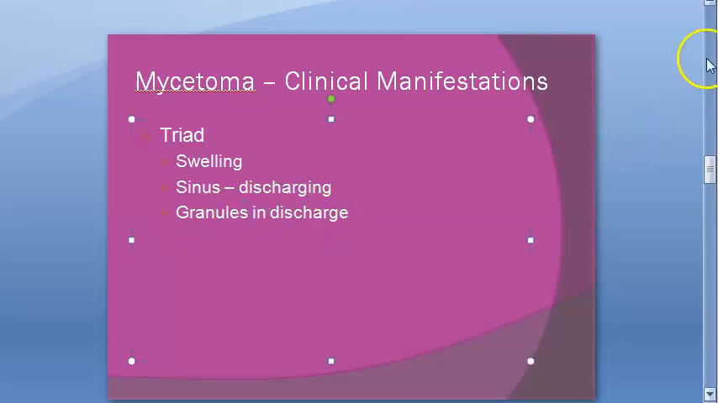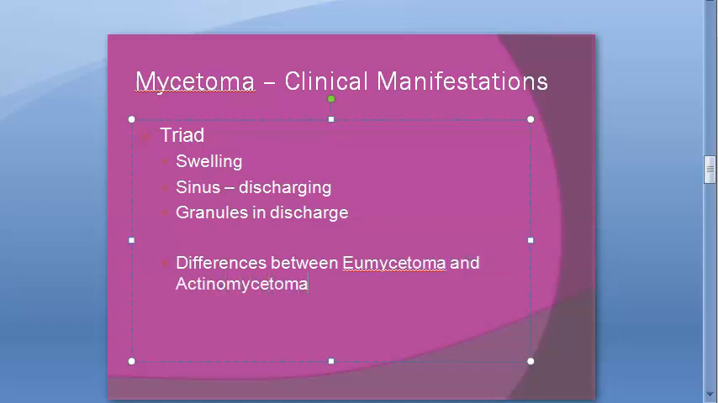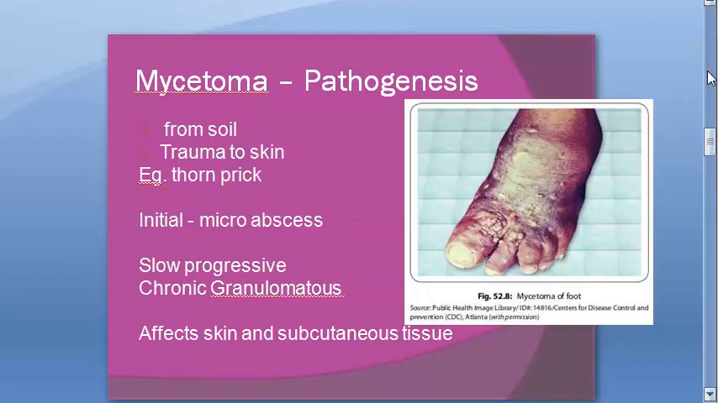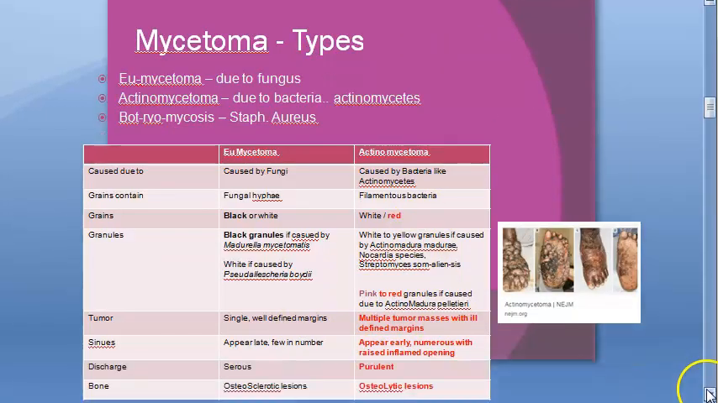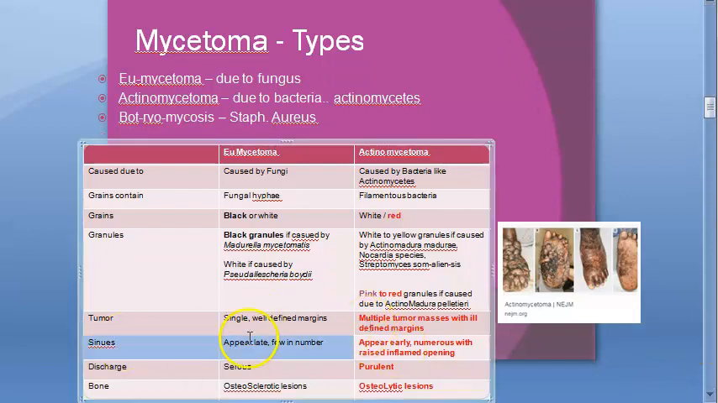You can write here the same differences you have learnt in the pathogenesis. The differences between Eumycetoma and Actinomycetoma, you can repeat in this place, okay? How many tumors, how many sinuses, do they appear early, do they appear late? So where does the sinus appear early? In bacterial, correct? Let's confirm. The sinuses appear early in Actinomycetoma. Yes, that's right.